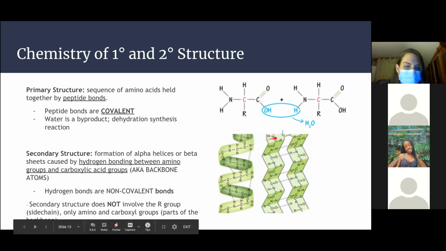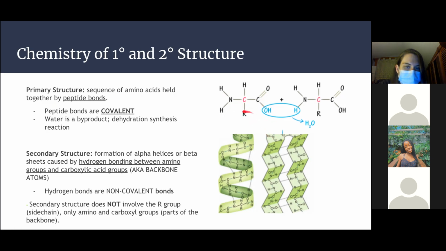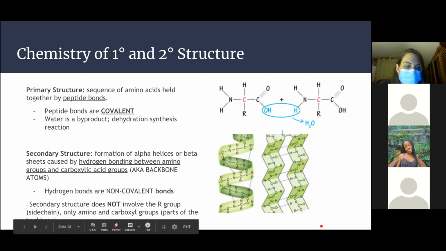It's the same thing with peptide bonds. They don't interact with the R groups; those are left alone, and it's just between the backbone atoms. Does anyone have any questions on this?